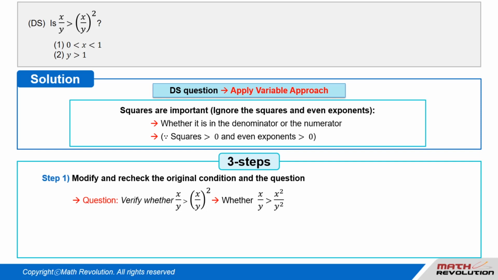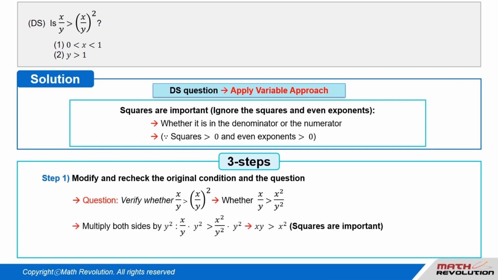Let us follow the first step of the variable approach by modifying and rechecking the original condition and the question. We are required to verify whether x over y is greater than (x over y) whole squared, or whether x over y is greater than x squared over y squared. Square is important in inequality questions. This is an approximately 4-8 level question.